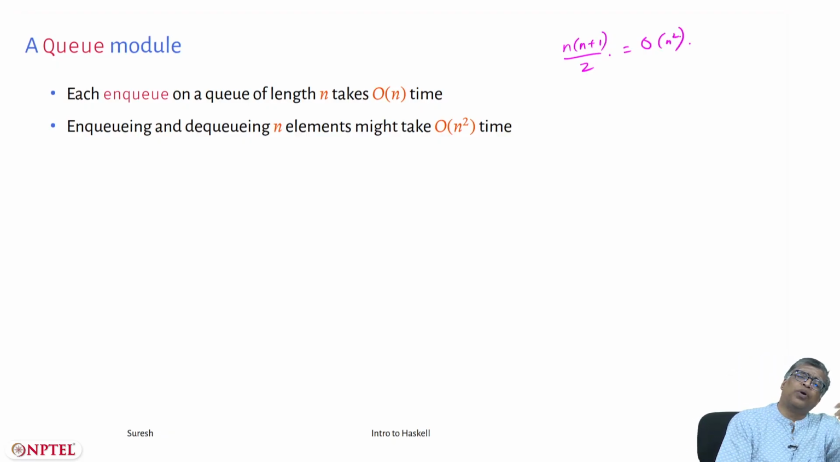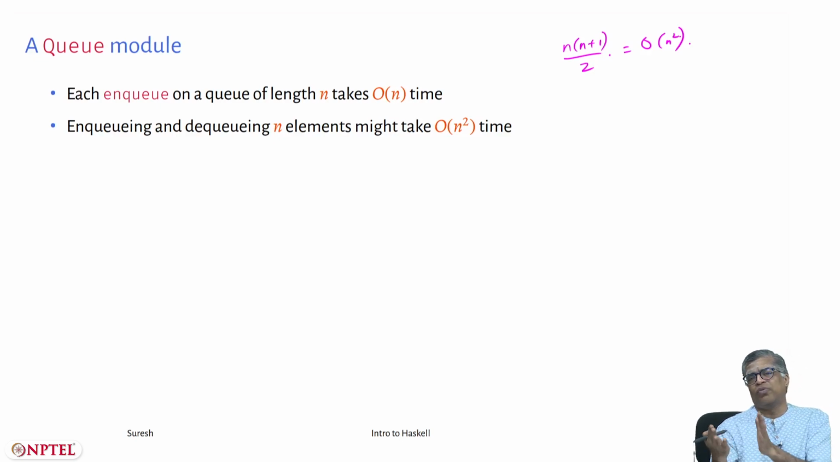And even if you enqueue and dequeue, it might not be really perfect, like you enqueue and you immediately dequeue, so that the length of the queue is always small. Your length of the queue could grow unbounded, but within n. So in principle, it might take order n squared time. How do we make this better is the question.